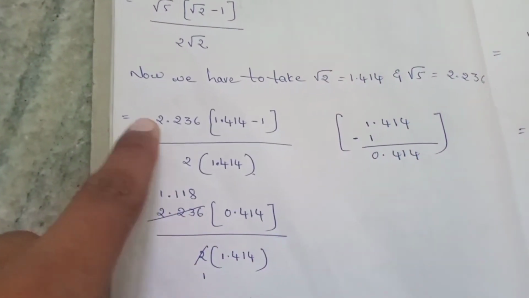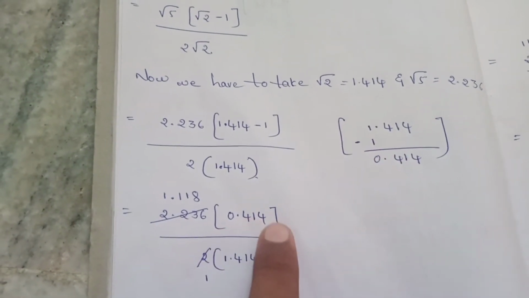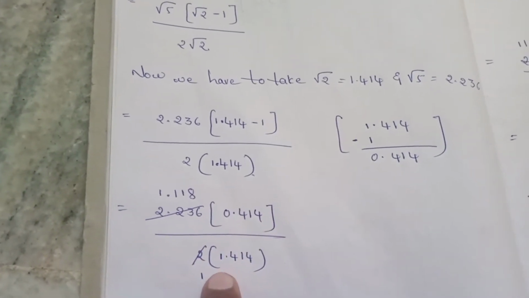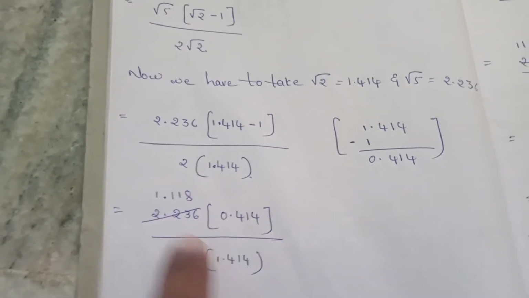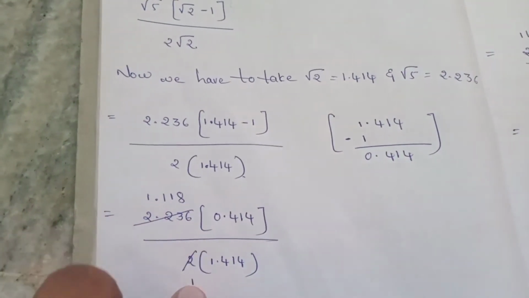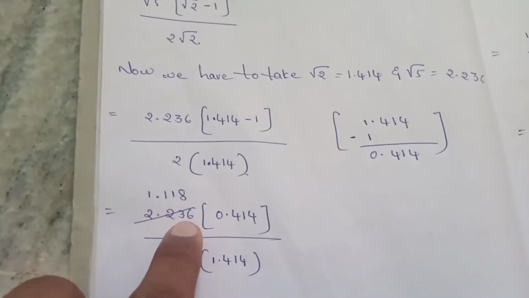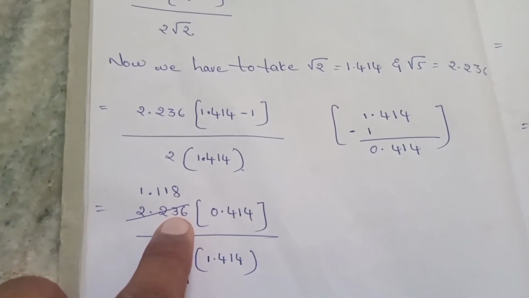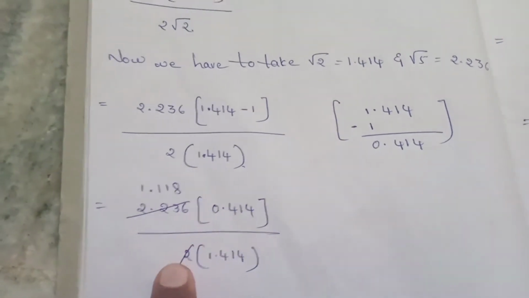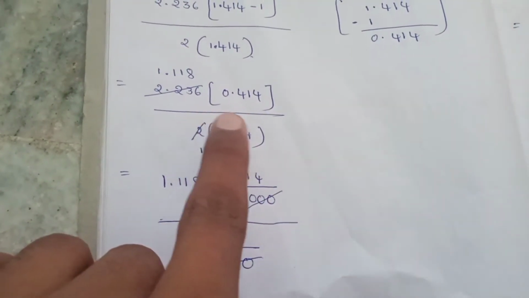Now we have 2.236 into 0.414 by 2 into 1.414. We cancel in the 2 table: 2 ones are 2, 2 ones are 2, 1 is remaining here. 3 minus 2 is 1. 2 ones are 2, so 1 will remain here. 2 eights are 16. So we get 1.118 into 0.414 by 1.414.